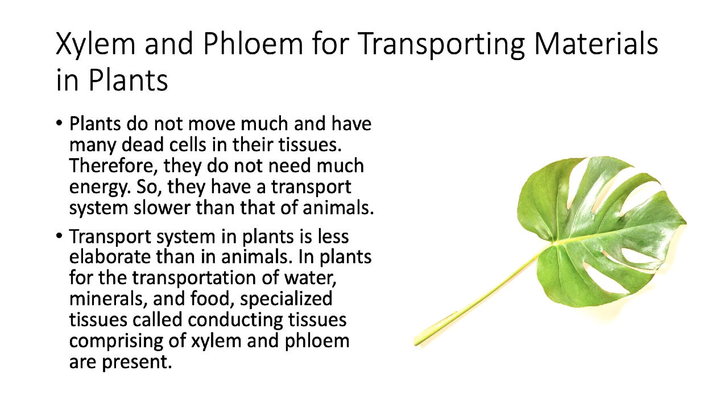Plants do not move much and have many dead cells in their tissues. They do not need much energy, so they have a transport system much slower than that of animals. Transport system in plants is less elaborate. In plants, for transporting water, minerals, and food, specialized complex tissues are present. These conducting tissues are xylem and phloem.